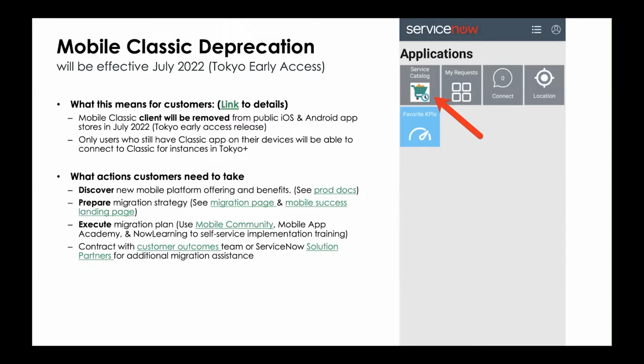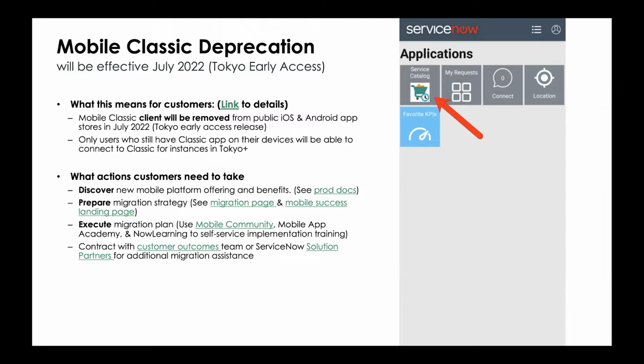And we've shared this announcement for quite some time now, so hopefully it's not news for anyone. But the main takeaway here is that we will be removing the classic app from the public app stores starting July of this year. And this just happens to coincide with ServiceNow's Tokyo early access release. So starting July 2022, users will no longer be able to install, update, or download the classic app from the iOS app stores or Android Play stores.